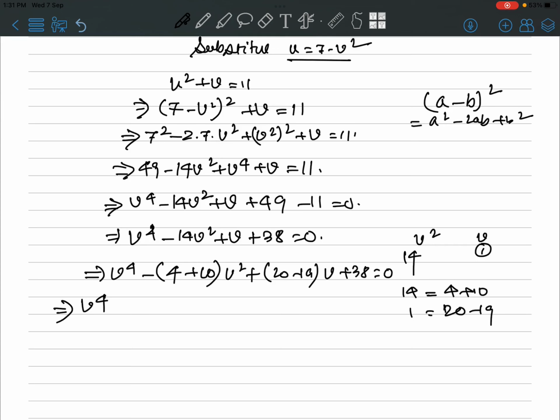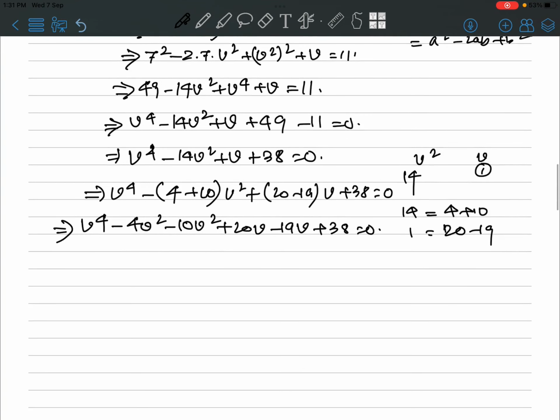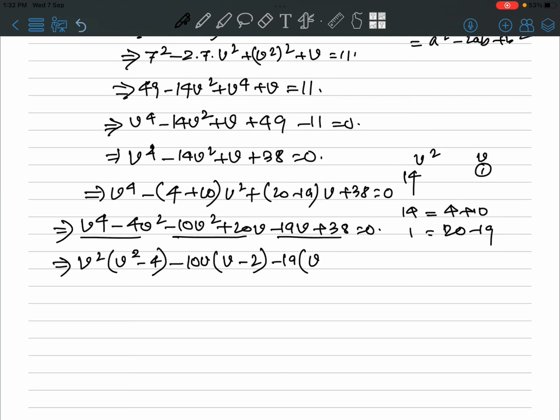Now we are going to write it as v to the power 4 minus 4v square minus 10v square plus 20v minus 19v plus 38 equals 0. Now we are going to divide this function into three sections and factor out the common terms from each. From the first section, we take v square, and in the parenthesis we have v square minus 4. For the second, 10v is common, with v minus 2 in parenthesis. For the third one, minus 19 with v minus 2 in parenthesis, equals 0.